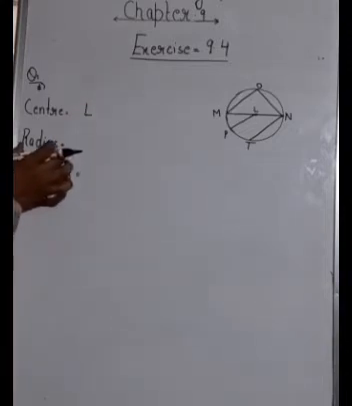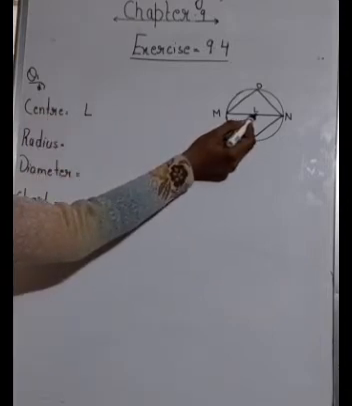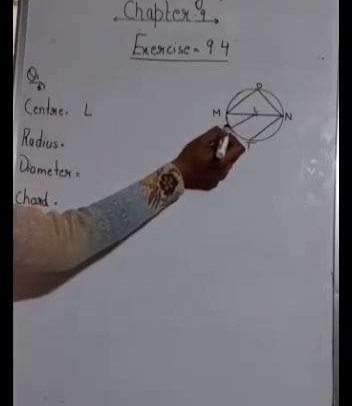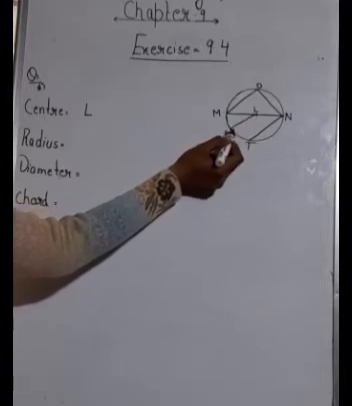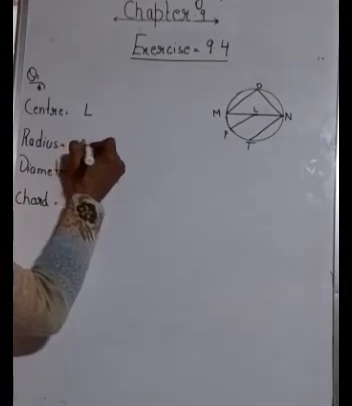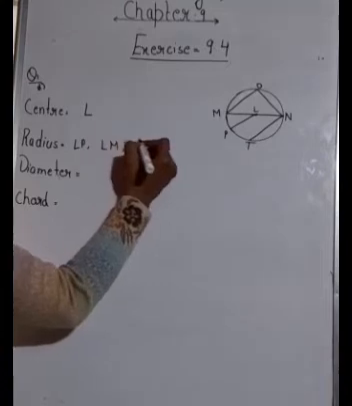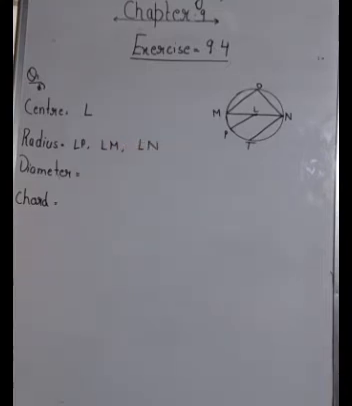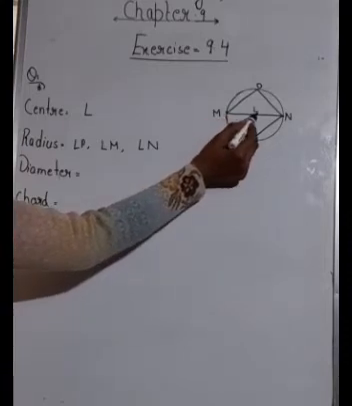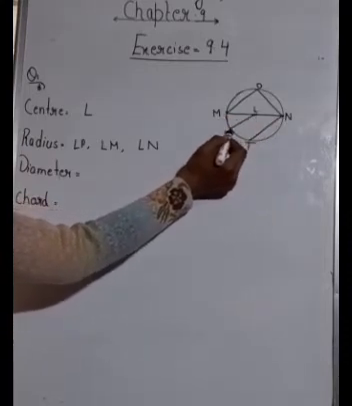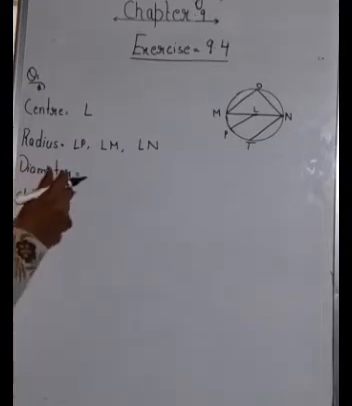Clear? Now come to your radius. I told you what the radius is: the constant distance from the center point to the circumference, or to the outer boundary of the circle. So this is your radius, that is LP. Then LM and LN. These three are your radius, from center to the boundary, of the circle.